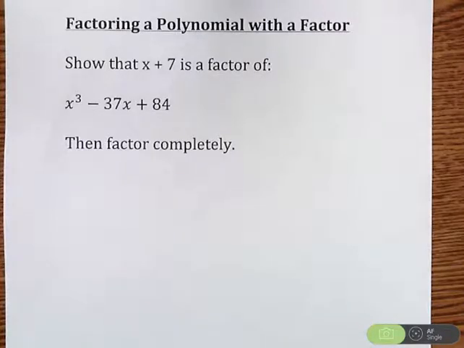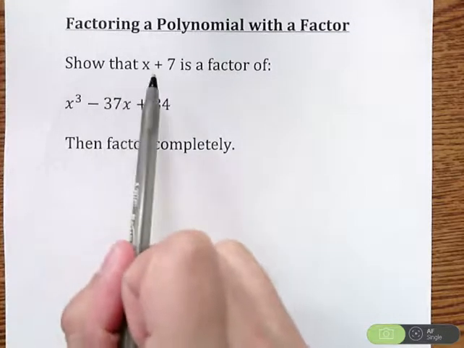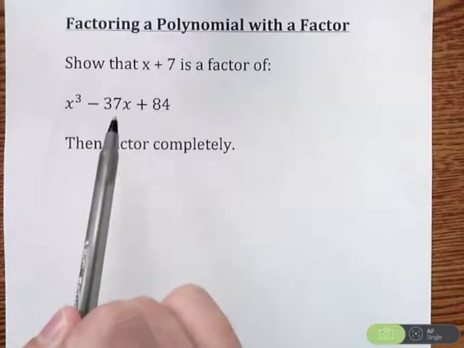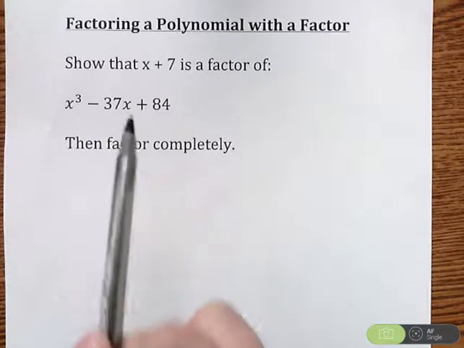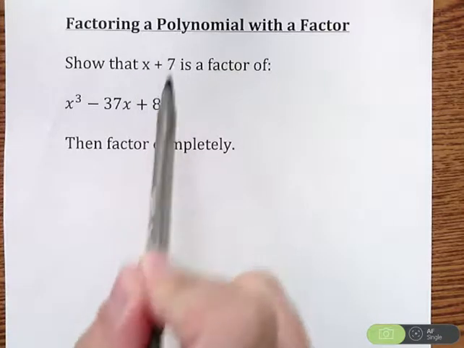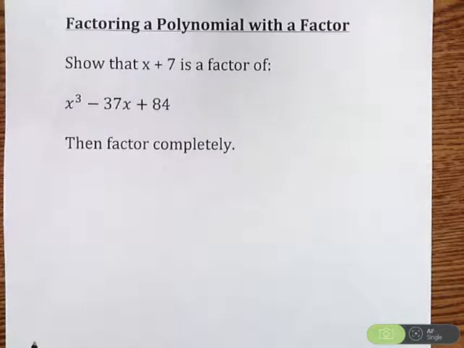All right, in this video recording, I'm going to show you how to factor a polynomial if you are given a factor already. So, first thing we need to do is show that x plus 7 is a factor of x cubed minus 37x plus 84. So we're going to show that x plus 7 is a factor of this.